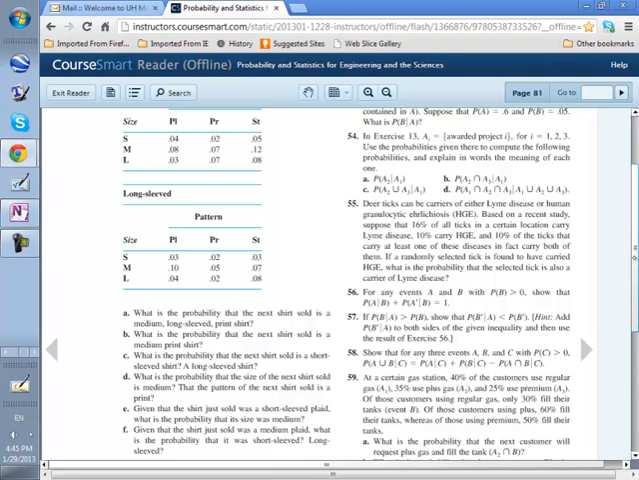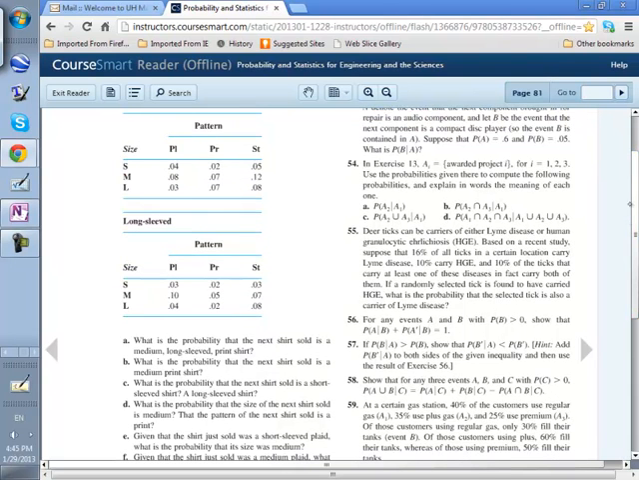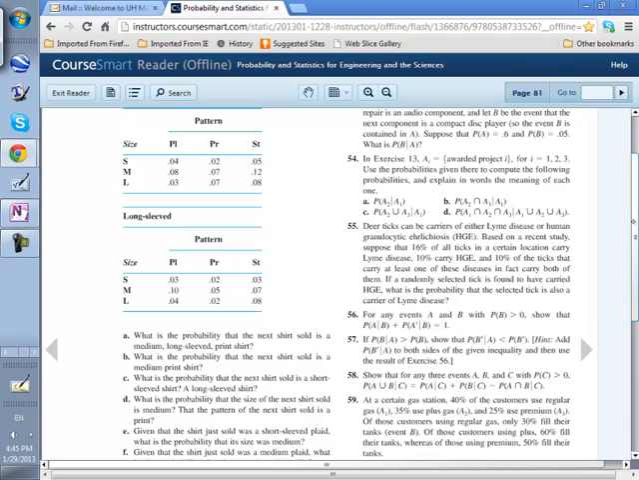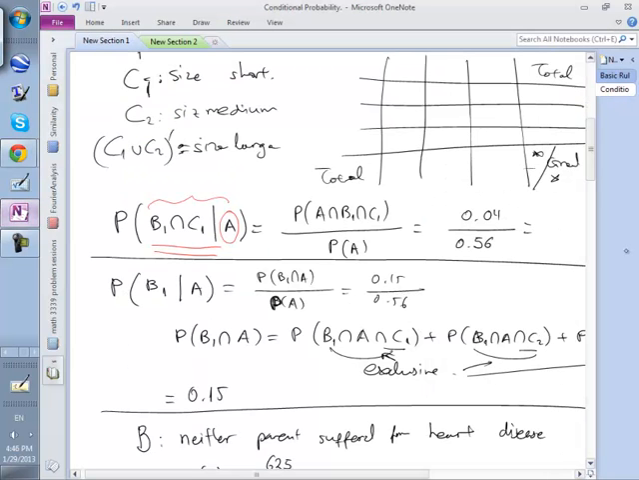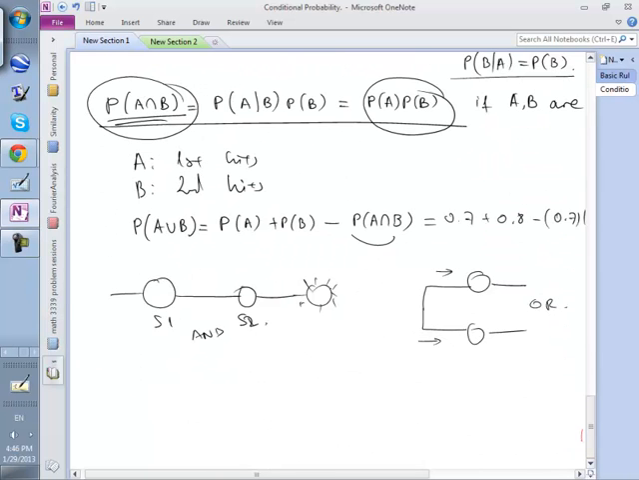Now let's look at question E. Given that the shirt just sold was a short sleeve plaid, what is the probability that its size was medium? Short sleeve plaid. What is the probability that the size is medium? Given that, so what does that imply? Conditional. That's a condition. So the condition is that the shirt is short sleeve and plaid.